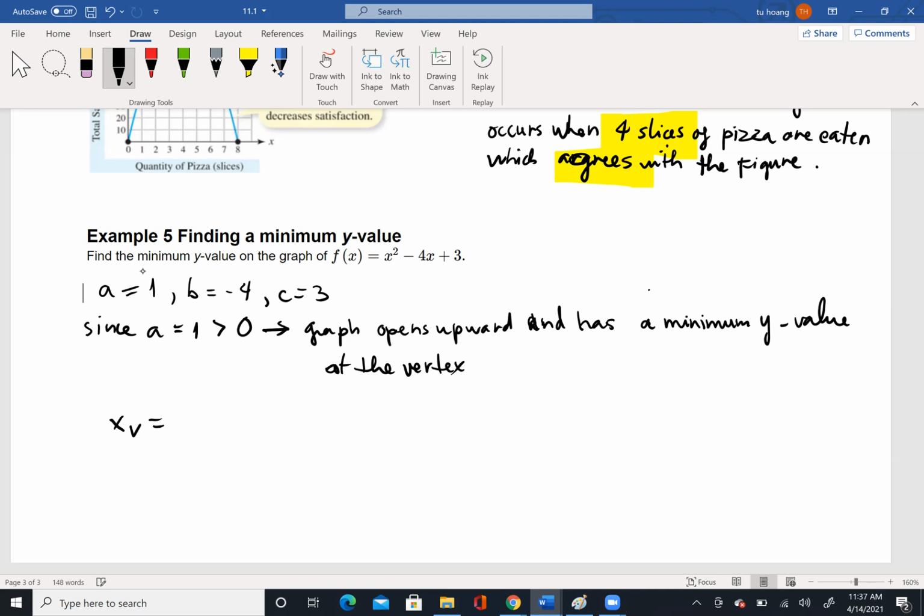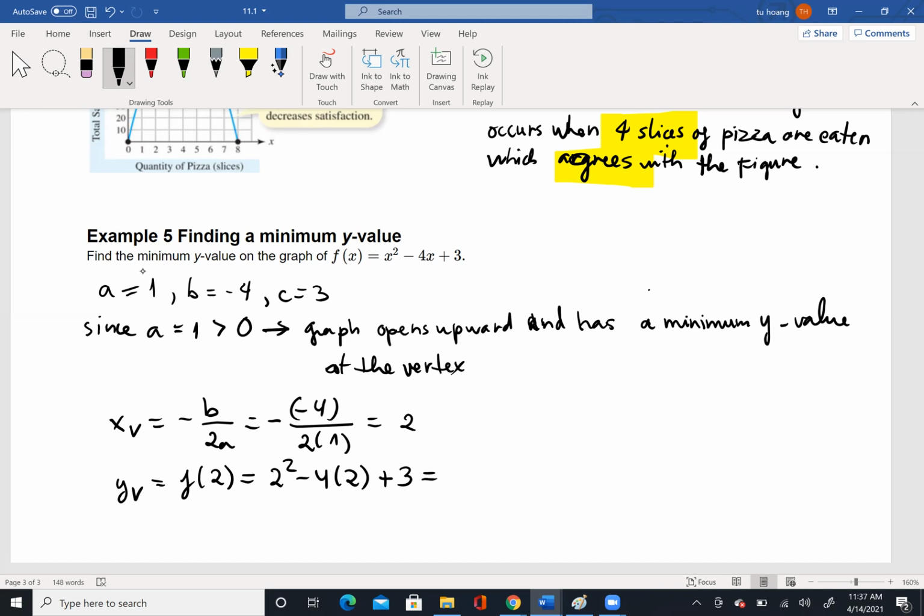xv is going to be equal to negative b over 2a, which equals negative -4 over 2 times 1, which equals 2. And then the y vertex will be f of 2, which equals 2 squared minus 4 times 2 plus 3, which equals 4 minus 8 plus 3, which is equal to -1. So I'm going to say the vertex is 2, -1, and the minimum y value is y equal to -1.